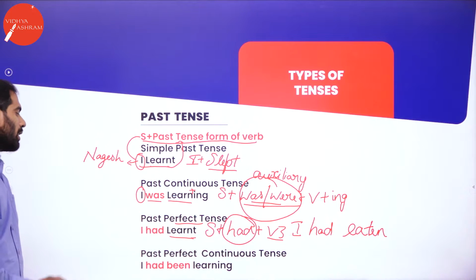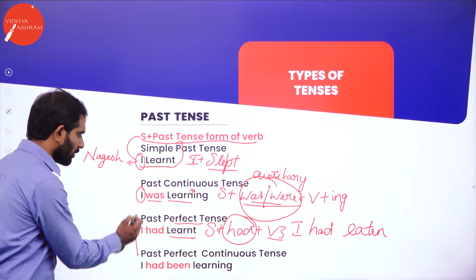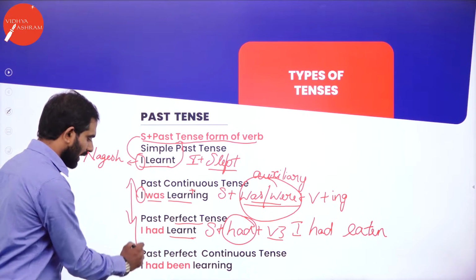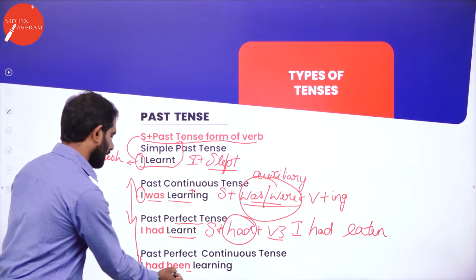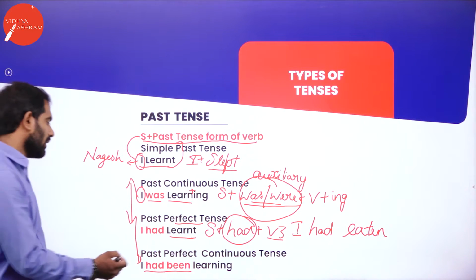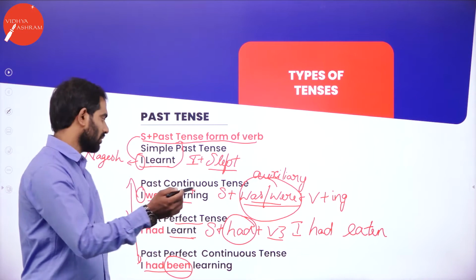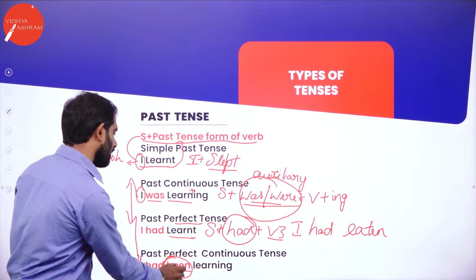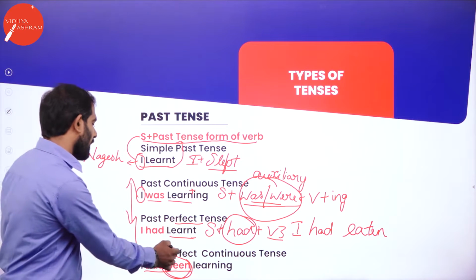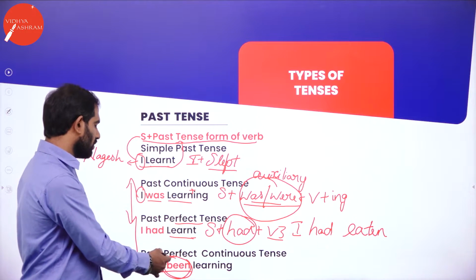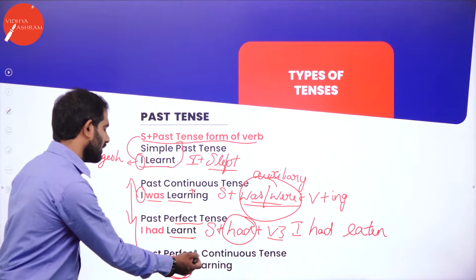And the last form is past perfect continuous tense. We are going to club both of these and make it the fourth one. I had been learning. We are going to add another auxiliary verb here to mark perfect continuous. If you don't add been here, what happens? I had learning. It doesn't make any sense. And if you add been to indicate past perfect continuous tense, I had been learning.